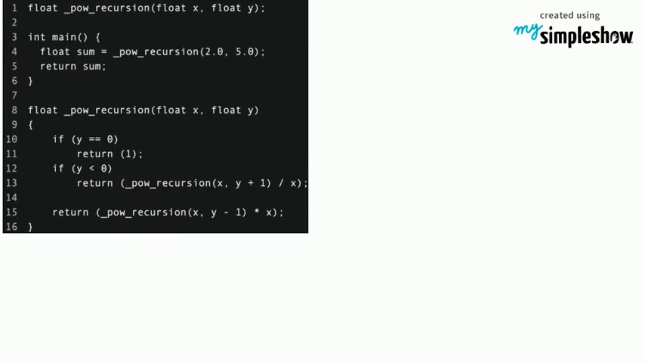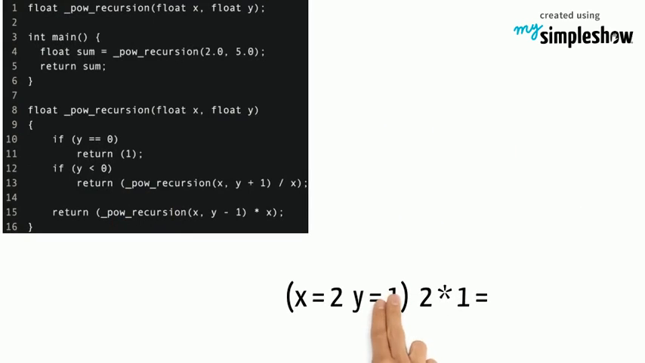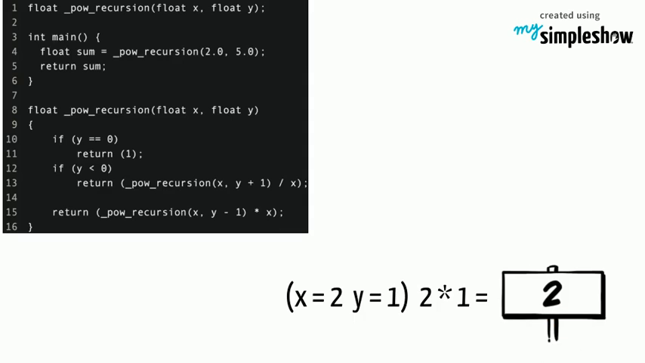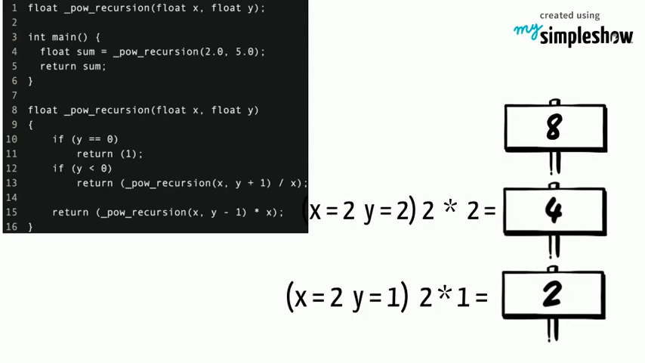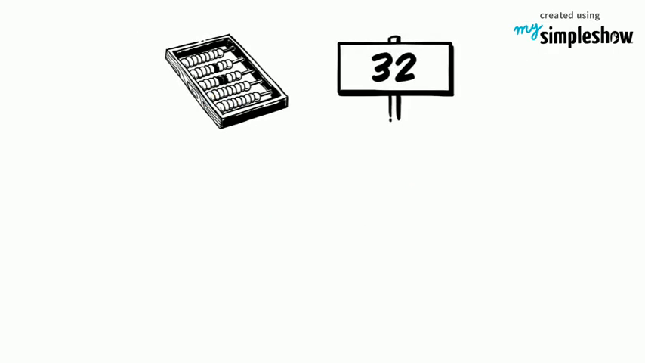Moving up the stack we get x equals 2 times y equals 1, which in total equals 2. Then we have x equals 2 times y equals 2, which equals a total of 4. Then 4 times 2, and then 8 times 2, etc. In the end, we got the expected result of 32 for our problem of 2 to the 5th power.